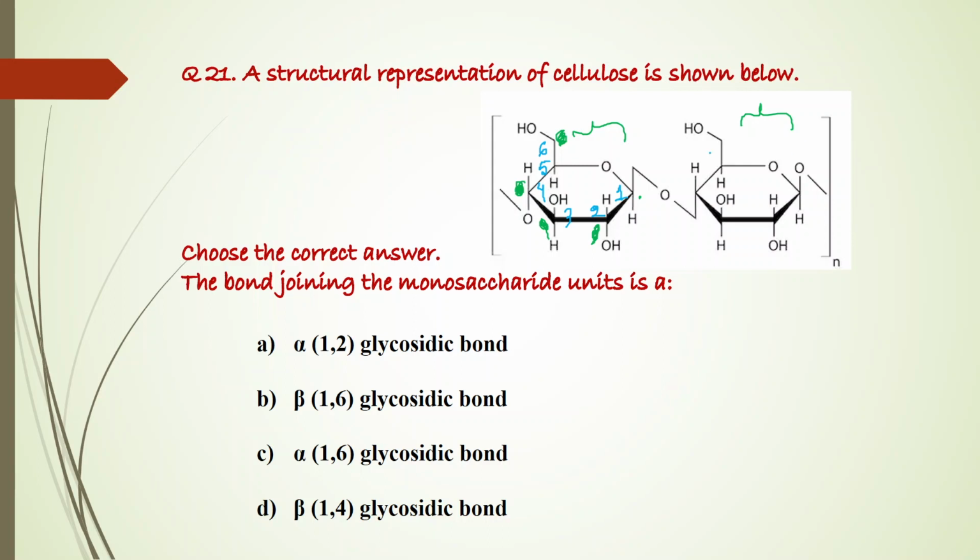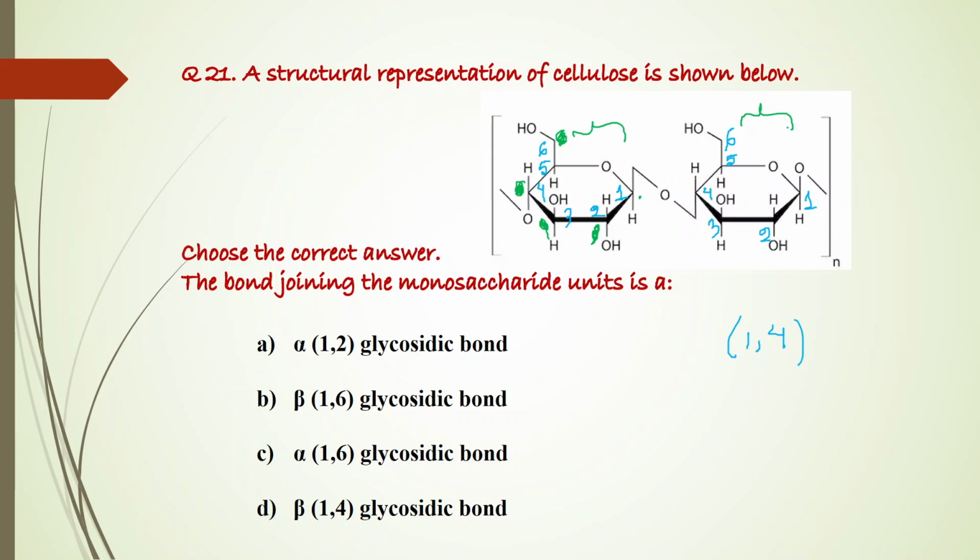Again, let us mark the second monosaccharide as well. This is 6. This is 5. This is 4. This is 3. This is 2. This is 1. So first of all, the linkage is between C1 and C4. So what kind of linkage is it? It is a 1,4 linkage. That is very obvious. And whether it is alpha or beta, how do we determine?